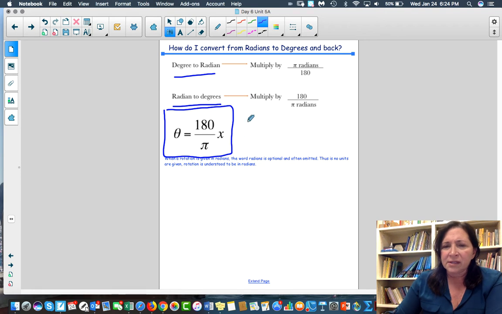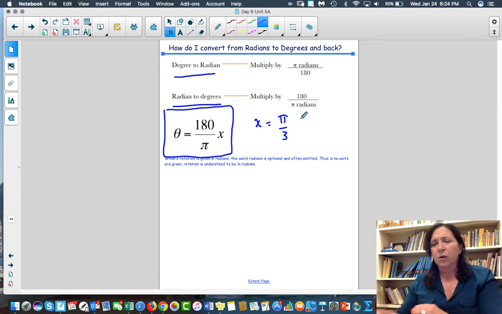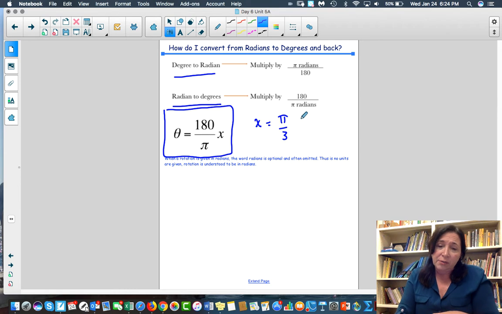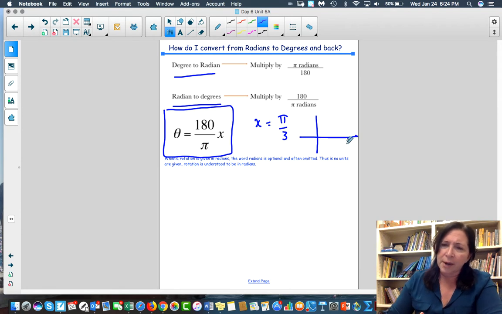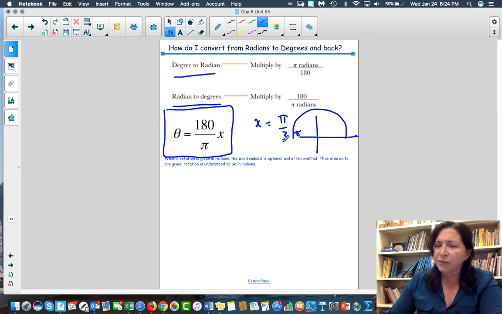What that means is I could do this. Let's say I'm talking about pi over 3 radians, and I want to know what the degree equivalent is. I could use the formula right here, or I could use common sense and think, okay, pi over 3 is a third of the way around my circle. 3 goes into 180 how many times? 60 times. So pi over 3 is 60 degrees.